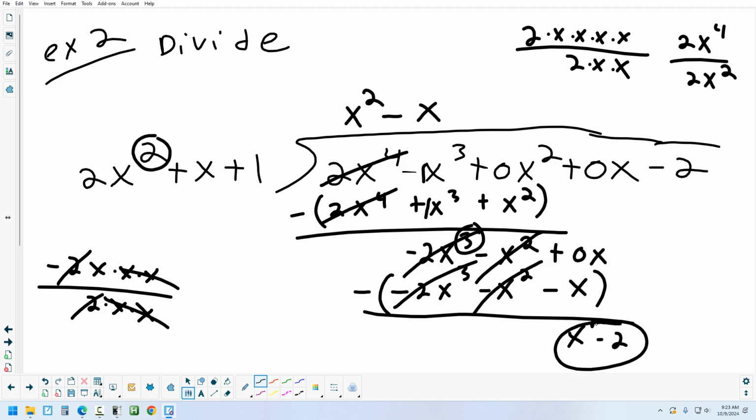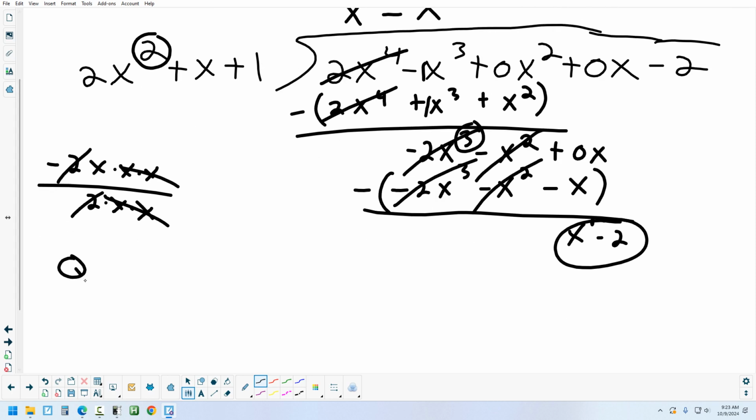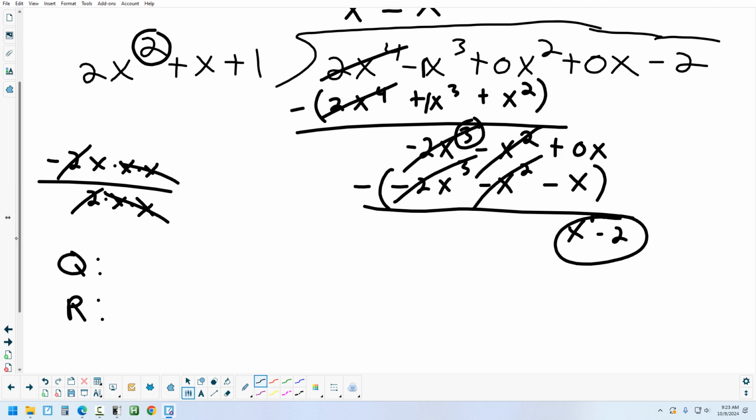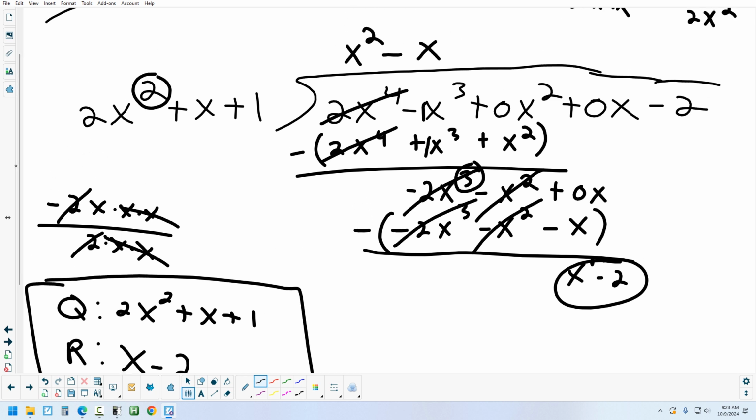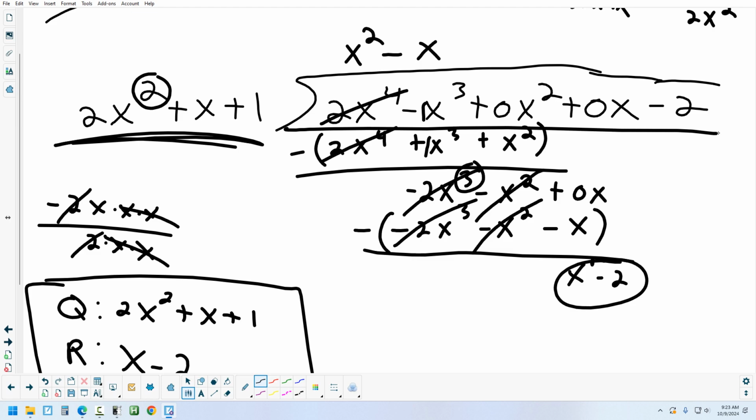Yep. So when you write your answer, quotient 2x squared plus x plus 1, remainder x minus 2. Now, if I asked you, is this a factor of that, what would you say? No. If it was a factor, you would have gotten a remainder of 0, but you didn't.